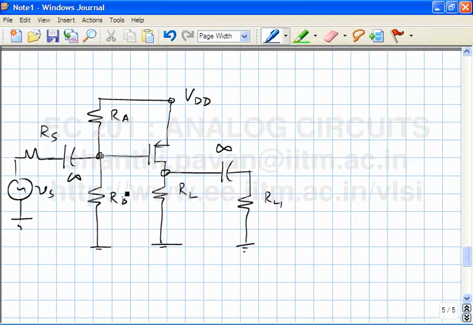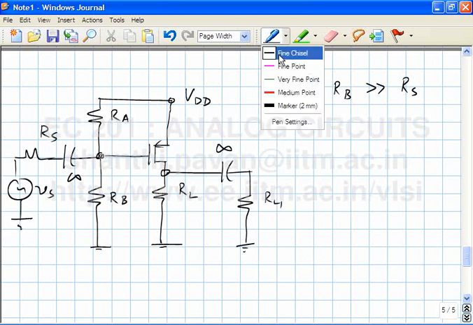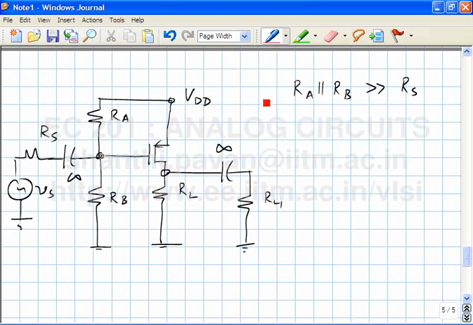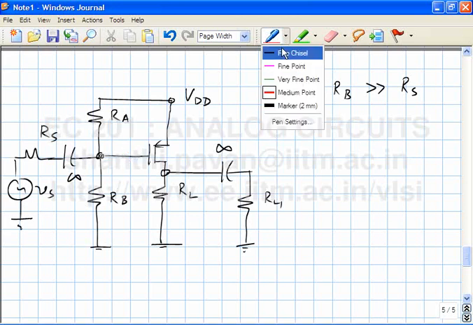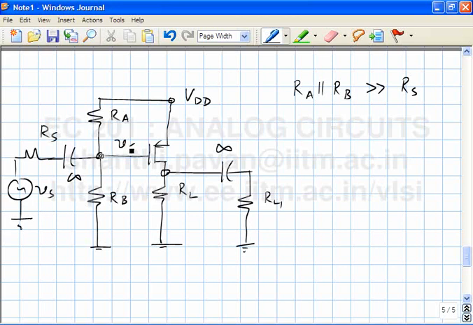How should I choose RA parallel RB in relation to RS? Just like in the NMOS case, if I choose RA parallel RB much greater than RS, then the incremental voltage here at the gate will be approximately Vs. So what is the incremental output voltage?